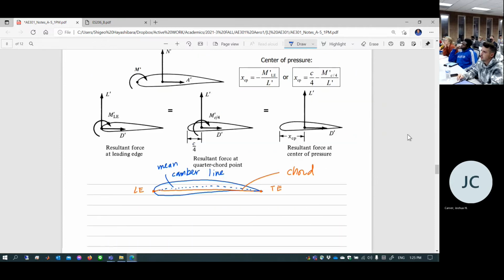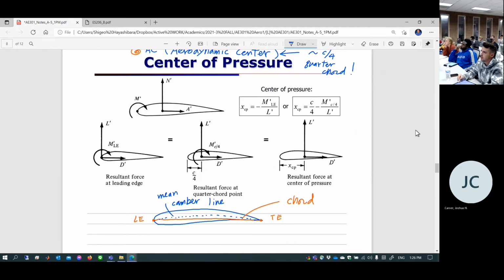So center of pressure. So now you are given three different figures. Let's call this left figure. This is called center figure. This is called right figure. Okay? So you're going to put normal and axial forces. Let's say this is zero angle of attack. If it is zero angle of attack, normal force becomes lift, axial force becomes drag. Let's just make it simple. Okay, zero angle of attack, lift and drag.